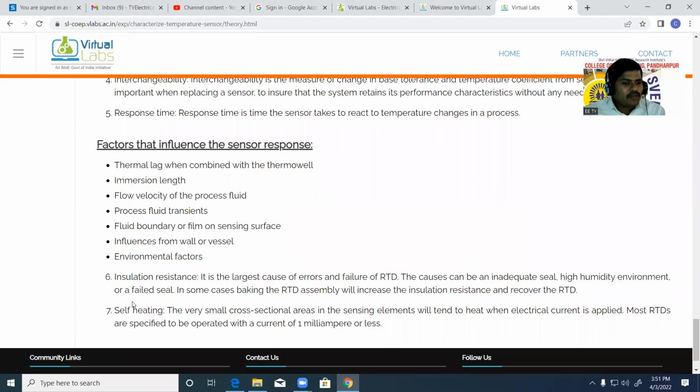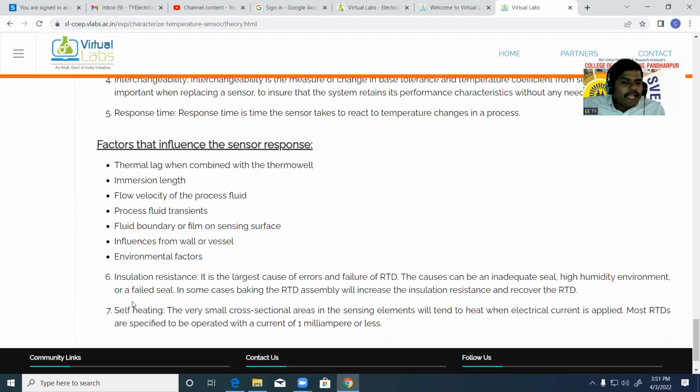Again, insulation resistance is the largest cause of error and failure of an RTD. Okay, insulation resistance is the largest cause of error and failure of an RTD. The cause can be an inadequate seal, a high humidity environment, or a failed seal.